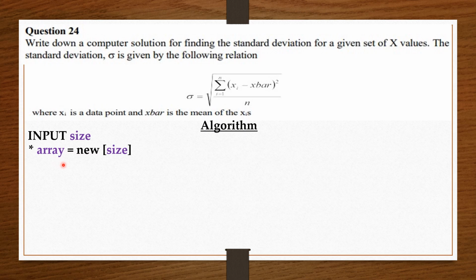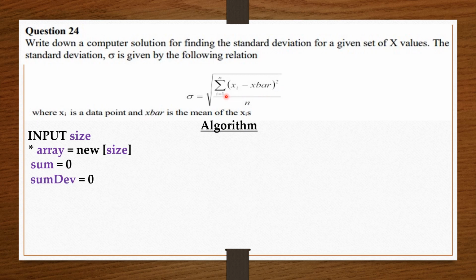I'm going to create an empty variable called sum, where the sum of the x values will be stored. And again, I'm going to create an empty variable called sumdev, where the values of the summation of the x values minus the mean all squared will be stored.